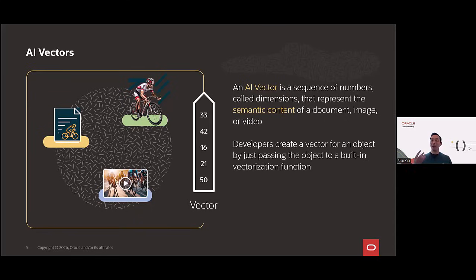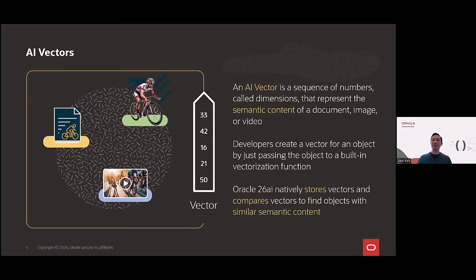And what a developer will do is turn that document, that image, that video into that vector. And Oracle database has vectorization functions built in, but of course you can use other vectorization functions as well. And there's different ways to convert it into different types of vectors, but that's the basic concept. And what Oracle 26 AI does is natively stores those vectors and allows you to do similarity searching on those vectors.